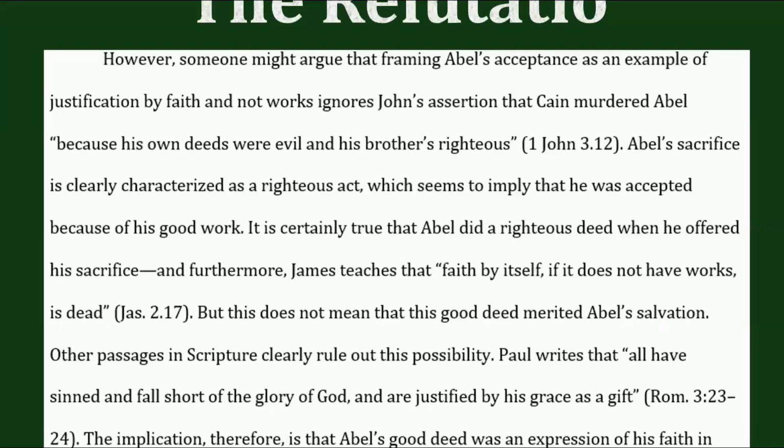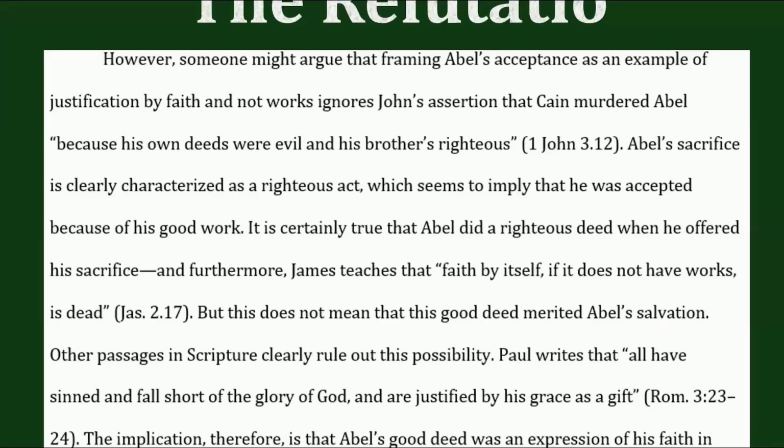Yes, Abel's sacrifice was a good deed, right? And it is true that Abel did a righteous deed when he offered his sacrifice. Furthermore, James teaches that faith by itself, if it does not have works, is dead. So the work was important. The moral status of the sacrifice was, of course, important. And making that concession seriously helps avoid the charge that this student is ignoring James or First John. And the student is saying, no, I embrace them.